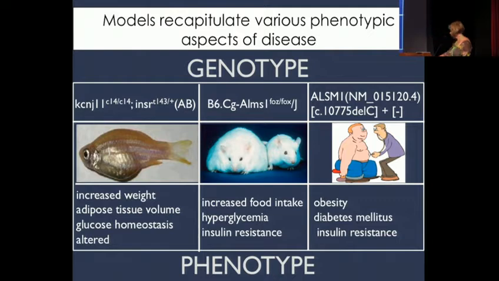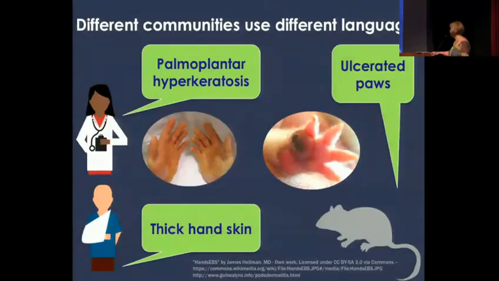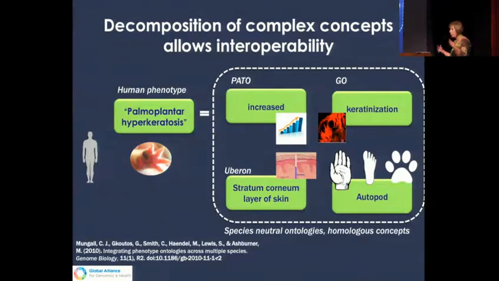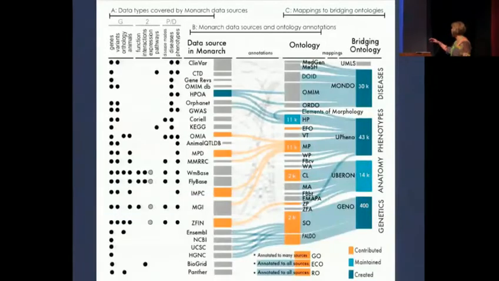As you'll notice, though, the language for describing them is quite a bit different. You talk to a clinician, palmoplantar hyperkeratosis, patient might just say they've got thick hand skin, and in the mouse it's ulcerated paws. So we've been working on ontologies so that we can describe these rigorously and in classes. And that's a lot of work.